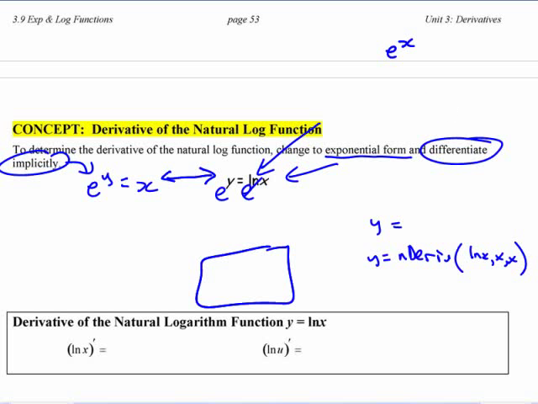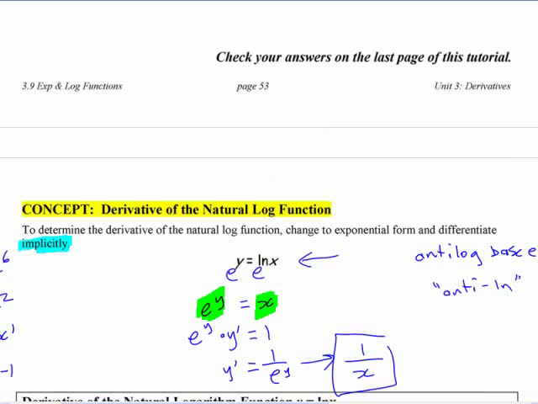If you want to check this for yourself, change it to exponential form. Differentiate both sides implicitly, or differentiate both sides with respect to x. On one side it's 1, the derivative of x is 1. The derivative of this is e to the y, but times y prime, or dy dx, whichever way you're writing it. So to solve for y prime, or dy dx, you have to divide both sides by e to the y. And originally we knew that e to the y is equal to x. So you get the derivative is 1 over x.